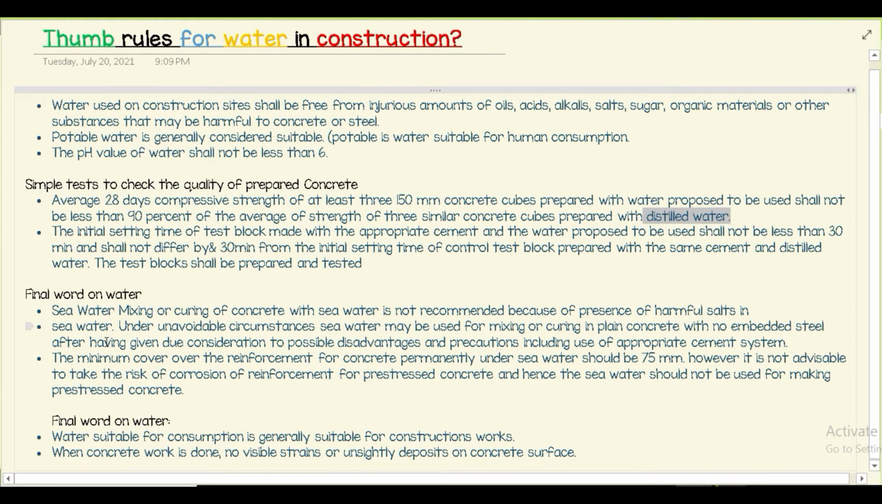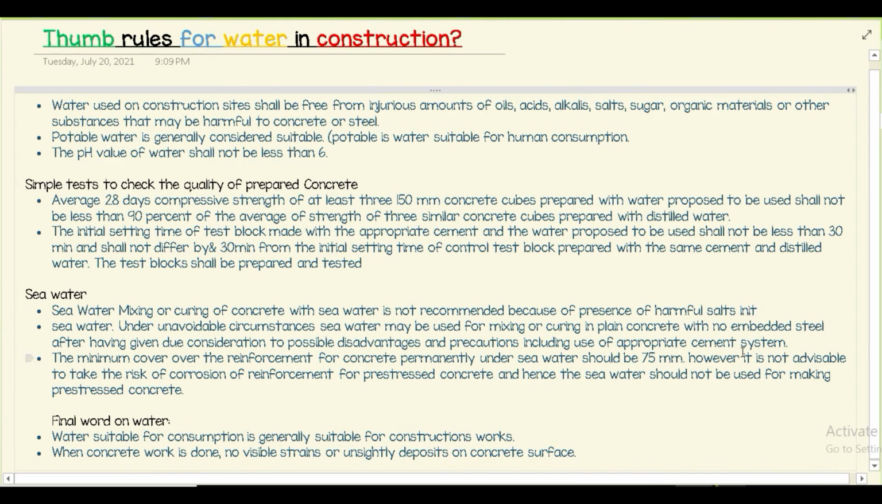So, in fact, let's change this to seawater, because this paragraph talks about seawater. So what if, for example, we don't have any other option and we have to use seawater? So when it comes to IS 456-2000, it says that mixing or curing of concrete with seawater is not recommended because of the presence of harmful salts in it.